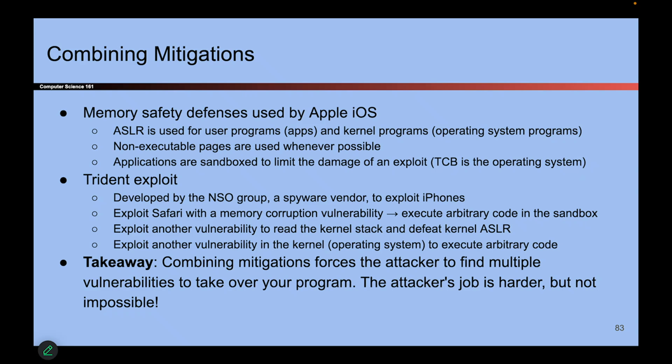I'm not going to go through this in too much detail, but this slide just tells you that, for example, a modern system like Apple iOS turns on a lot of mitigations, and an exploit that works on today's systems requires exploiting Safari, and then exploiting another vulnerability, and then another one. And so all this is showing is that when you combine mitigations, modern attacks have to be really sophisticated to get around all of them. It makes the attacker's life harder, but not impossible. Exploits are still possible.